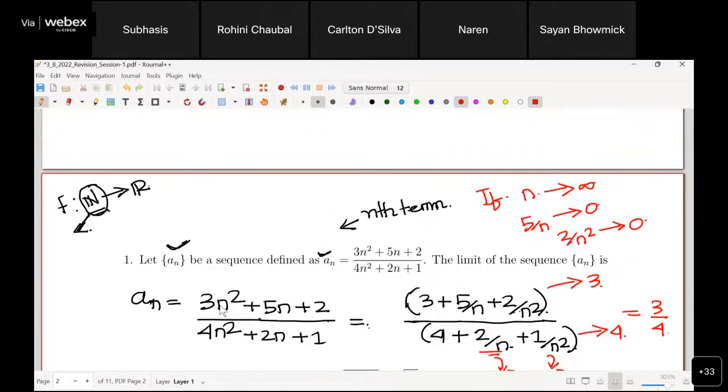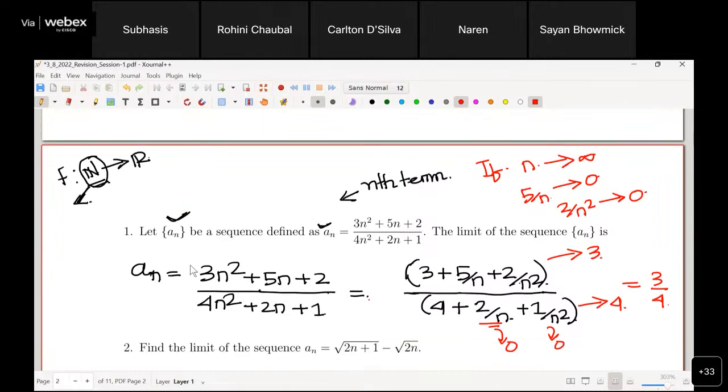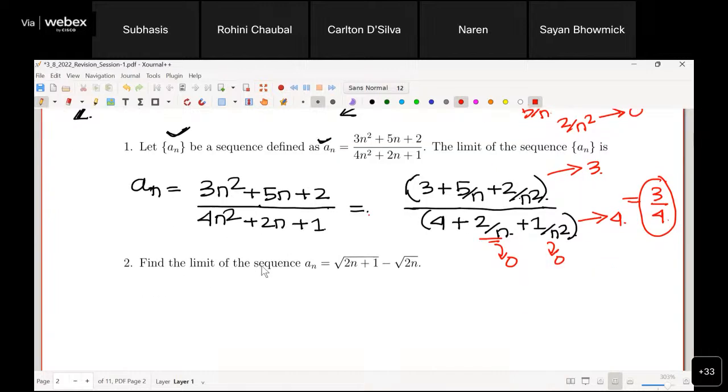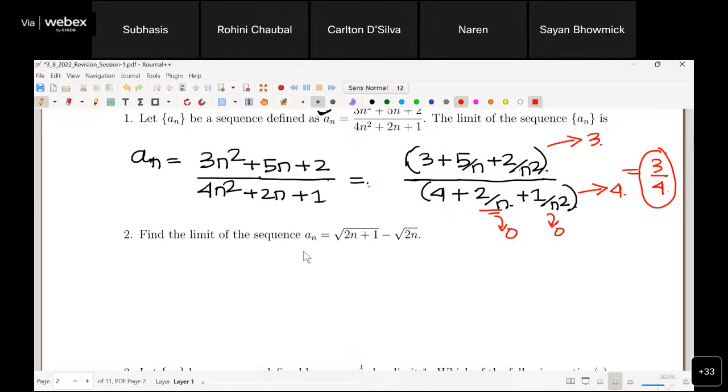Any doubt from question number 1, like how to find the limit of the sequence? It's more or less clear, right? The limit of the sequence is 3 by 4, because you just need to divide by n square in both the denominator as well as the numerator. This is how you can find the limit of a sequence which is in the form of polynomial by polynomial. Okay, so what about the second one?